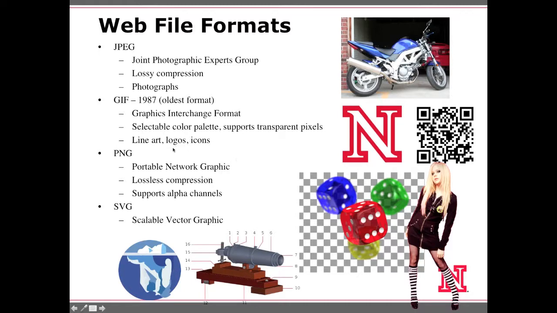It is a lossless compression that supports alpha channels. So an image like this, a dice, and those of you familiar with Photoshop will recognize the checkerboard pattern means transparency, which means once I save it out, it's going to look more like the image of the girl with transparent edges.